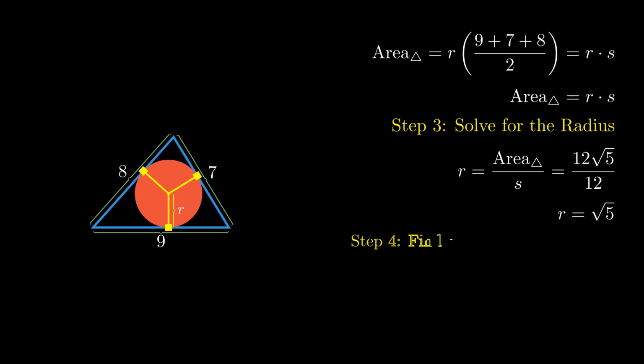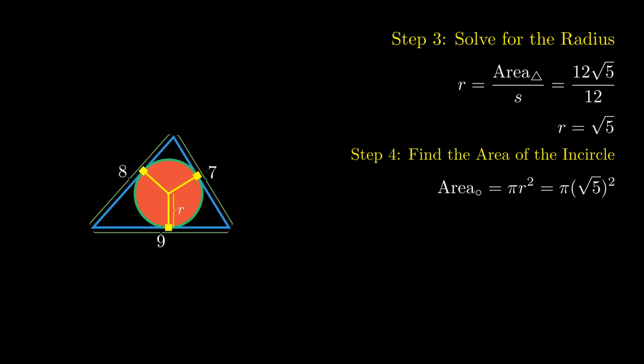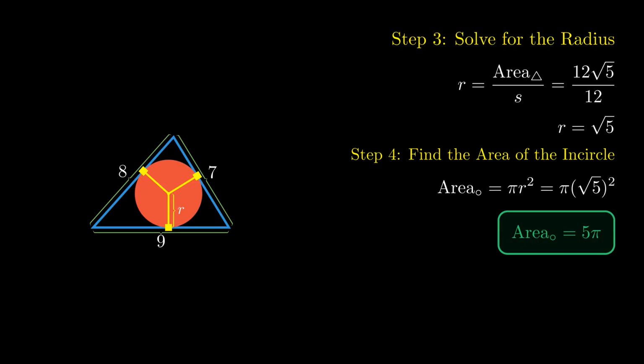Finally, we use the formula for the area of a circle, pi times the radius squared. Substituting our value for r, we get pi times the square of the square root of 5. The square of the square root of 5 is just 5, so the area of the incircle is 5 pi square units.